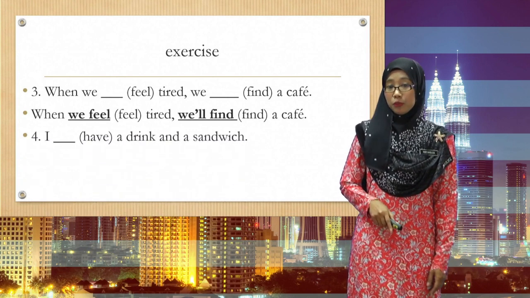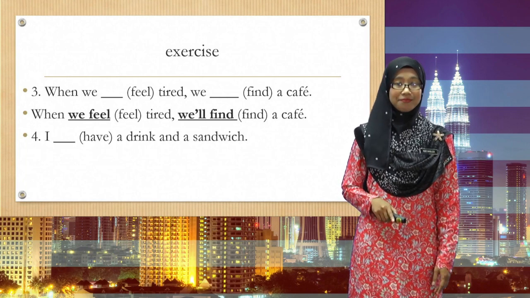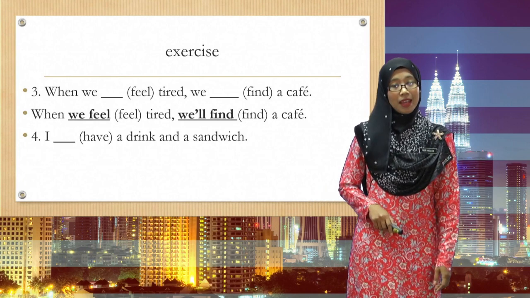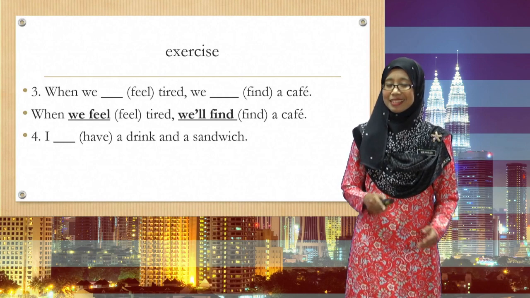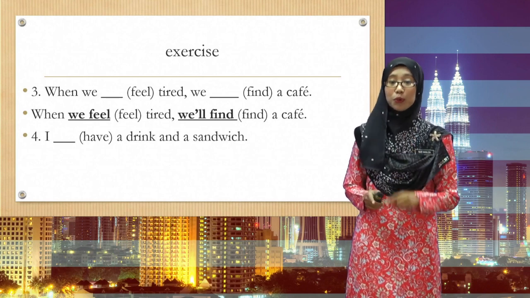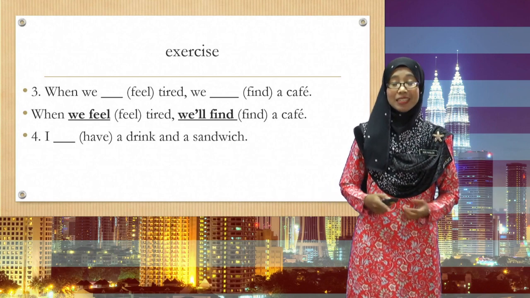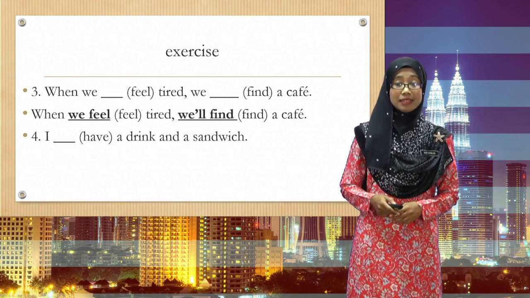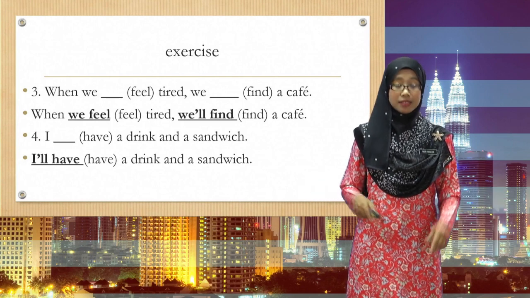We continue with the fourth question. Please read the question. I have a drink and a sandwich. This is the easiest question. For sure, you know the answer. What is the answer? Yes, that's the correct answer. I'll have a drink and a sandwich.